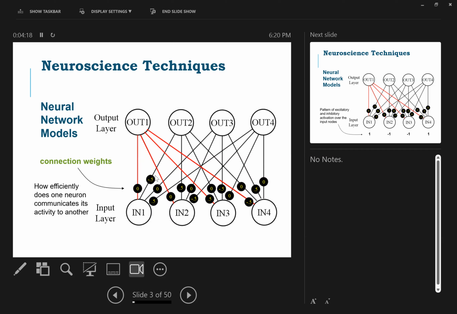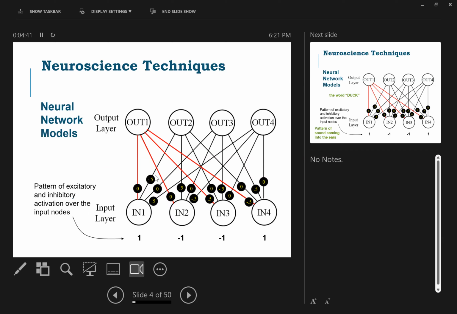And the current understanding is that all our memories, all our knowledge, everything that we know is stored in these connection weights, right? There are trillions of connections in the brain, and those connections are where our knowledge is stored. And it's the same for a neural network.